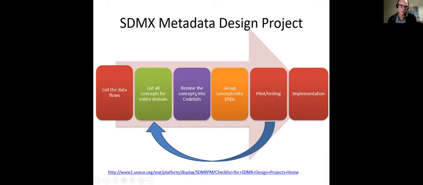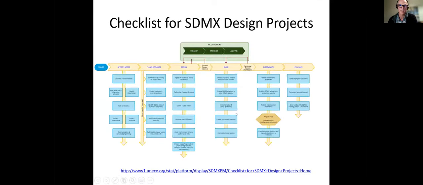And then you look at these concepts and you start to author the code lists for them. Then you group these concepts into data structure definitions, which are the actual cubes and where the data is stored. You go to this pilot testing mode, and that's where you iterate over the design project. And when everything is done and agreed, then you move to implementation. And this has been more fully described in a checklist for design projects, which is modeled around the GSBPM presentation. You can find it at this link at the bottom. I'm certainly not going to start to describe that, but if you click on each of these boxes, then the step is fully described. So please use that if you're interested.